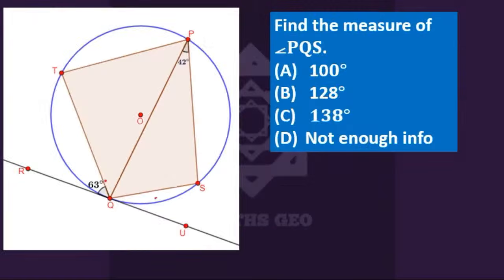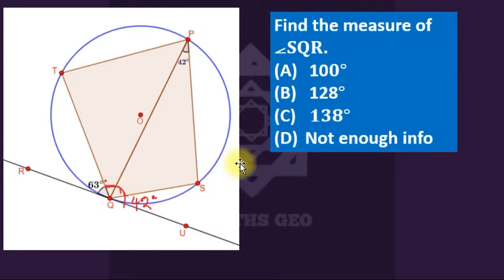Now, to find the measure of angle SQR, we are looking for SQ. Once we know this angle, we add it to 63. That's what we are looking for. But before we can get this one, we need this, because from alternate segment theorem, this is 42. So using an angle on a straight line, we'll get this. Finally, we'll add it to that.